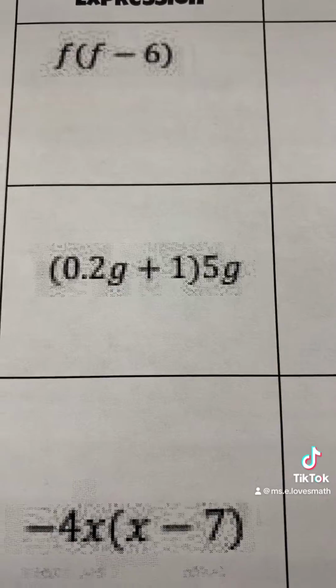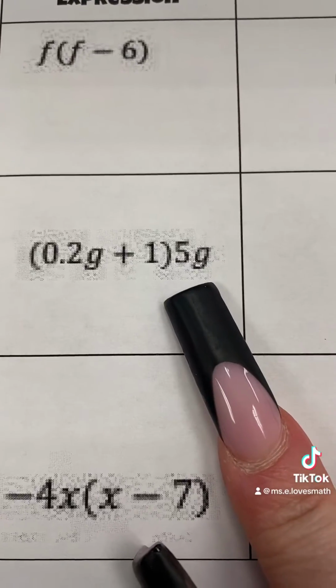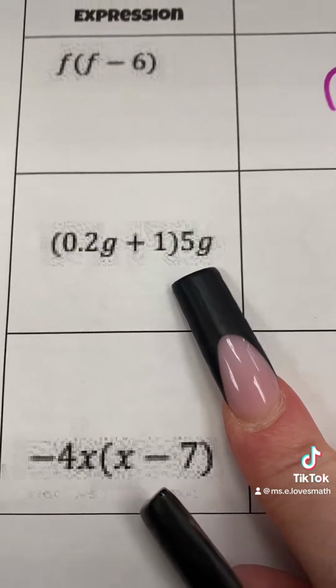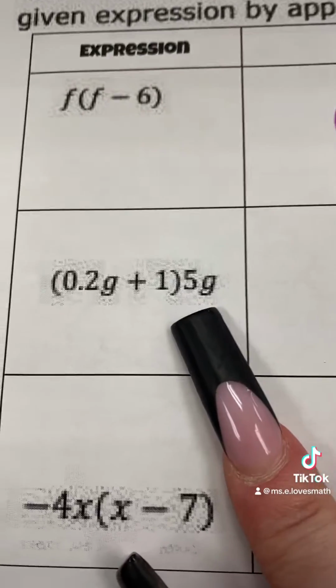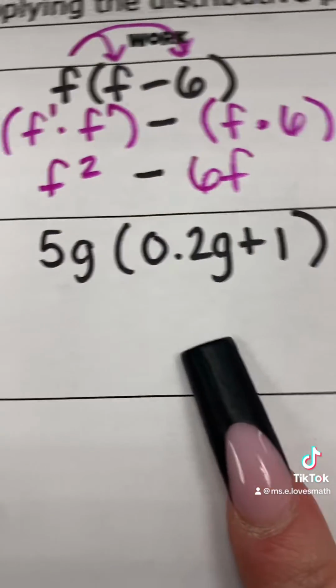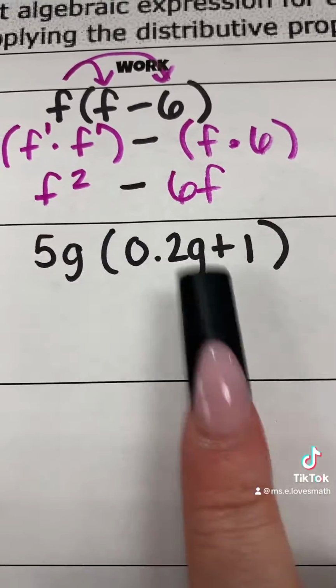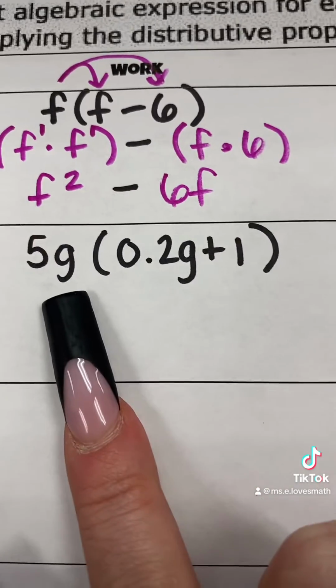Here's our second example. In this example, we have our outside term in the back of our parentheses. When we rewrite it, we can actually move it to the front. You can multiply in any order, so I like to put our outside term first.